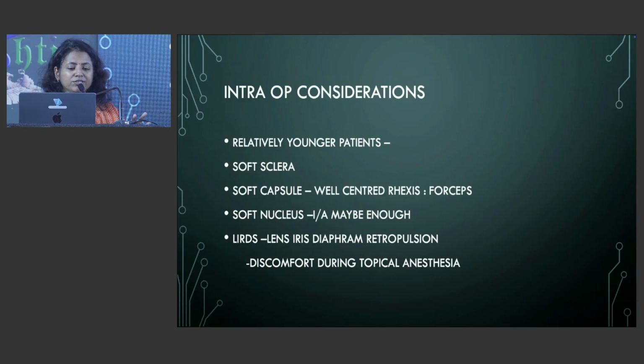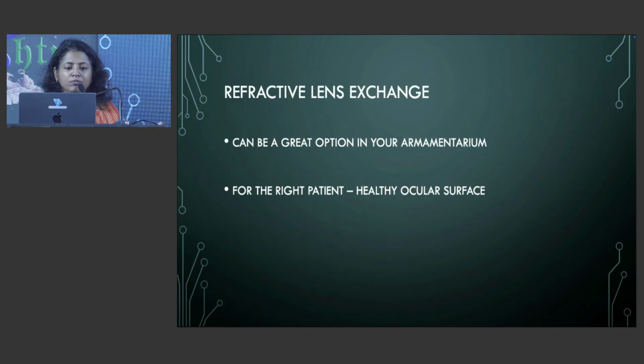Coming to the intraop considerations, we are operating on relatively younger patients. So remember that the sclera is going to be soft and the capsule too, so the rhexis may be a little difficult. Better to use a forceps to have a well-centered rhexis. Soft nucleus, not much phaco energy required. Again, in very high myopes, lens-iris diaphragm retropulsion can occur. That causes discomfort to the patient during topical anesthesia. So just before you start your irrigation, lift up the edge of the iris so that the diaphragm doesn't go down and there's no reverse pupillary block.